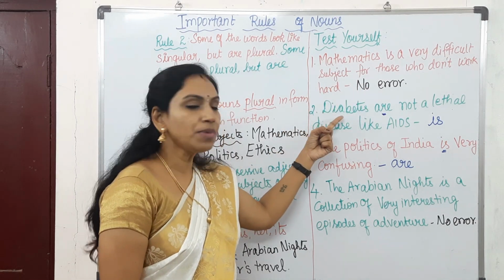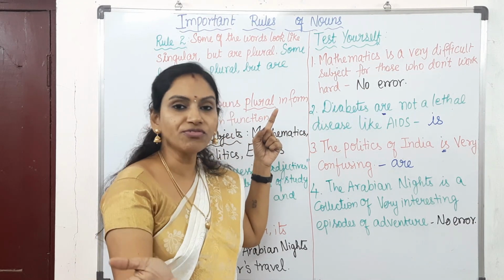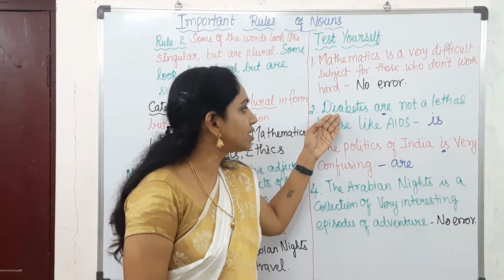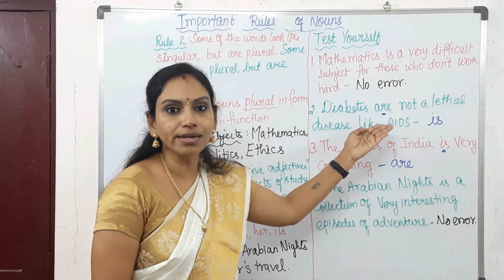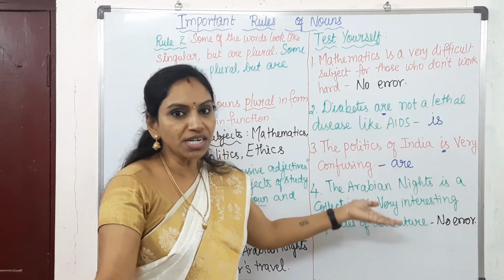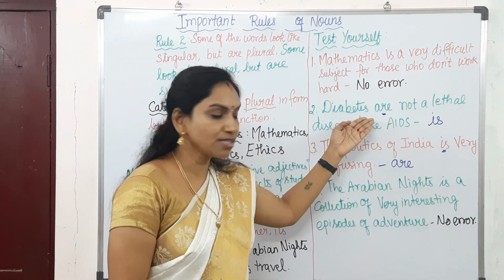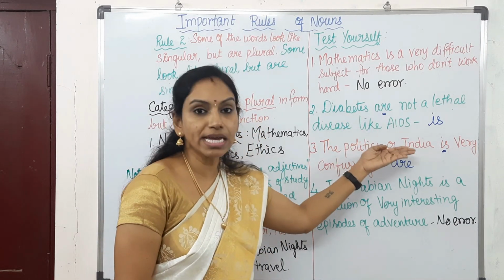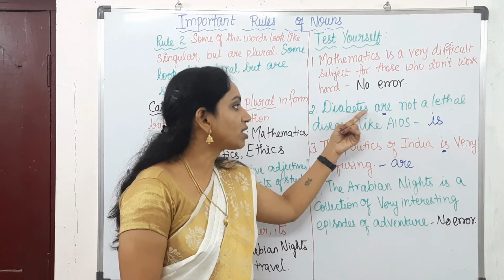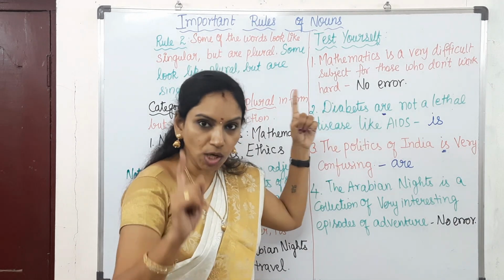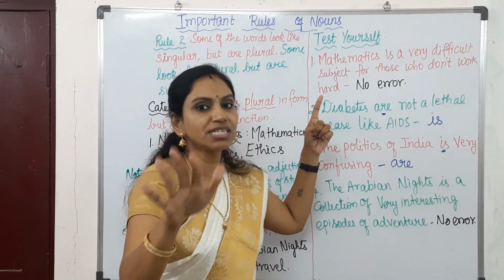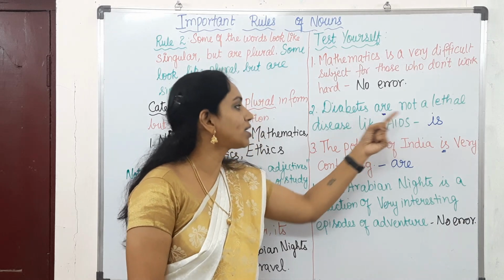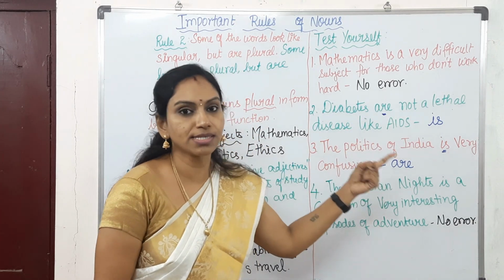Then diabetes. Diabetes is the name of a disease. No problem. It is also singular only. They have given "are". Diabetes is not multiple diseases. It's a single disease only. So "diabetes are not a lethal disease like AIDS", okay, here you should not use "are". It's a singular word. Seems to be plural, but it's a singular word. So it is: Diabetes is not a lethal disease like AIDS.